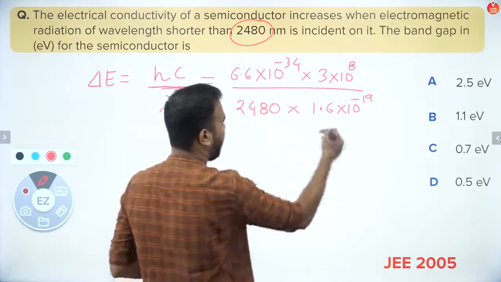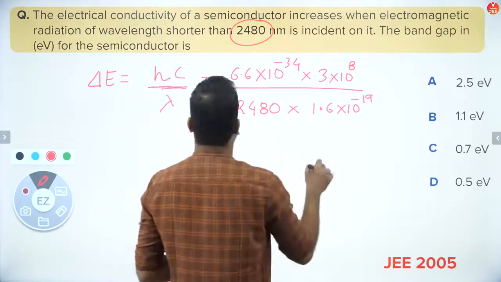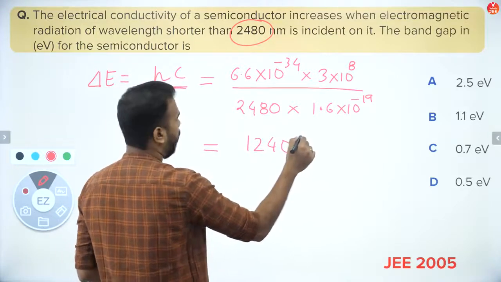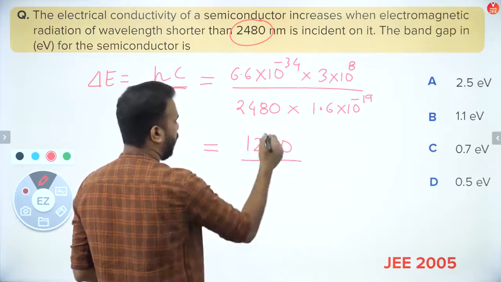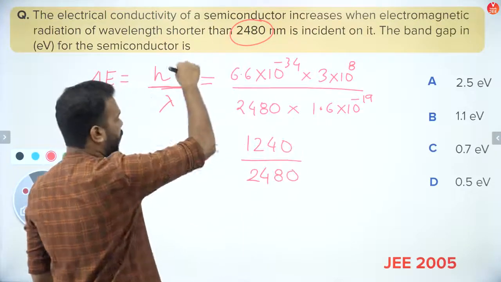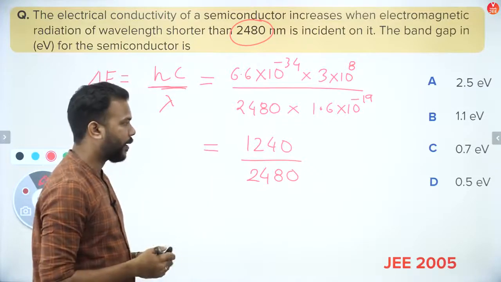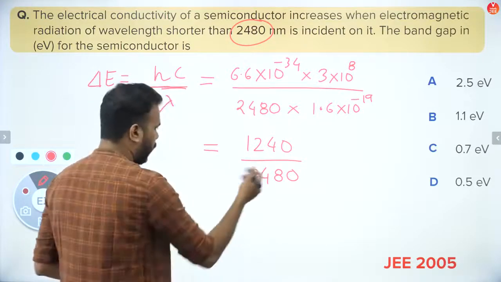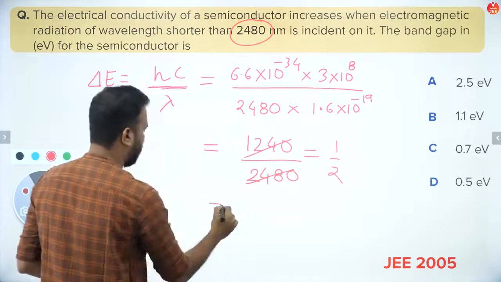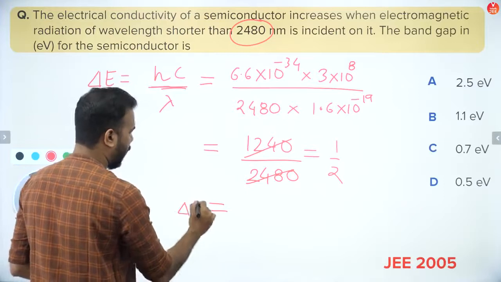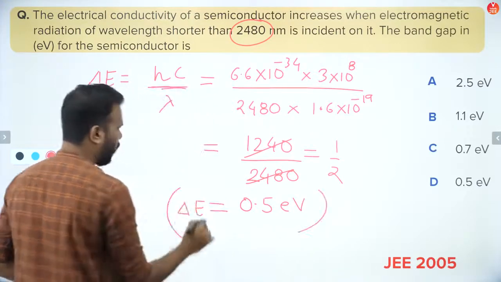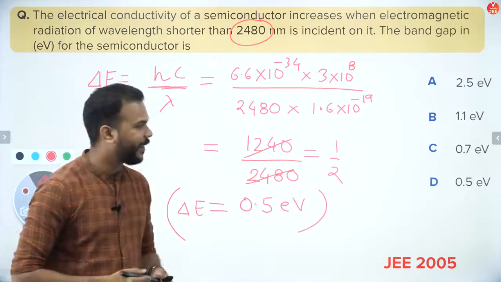So when you simplify this part, it will come out to be 1240 in nanometers. Okay, and this is 2480. In fact, you can remember this value. The value of hc in electron volt nanometer is 1240. So now you can see that it's a very simple calculation. This is 1 by 2. That means the value of the energy gap is 0.5 electron volts. Easy it is.